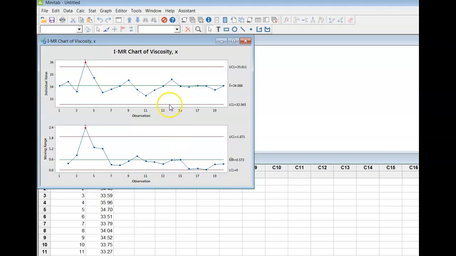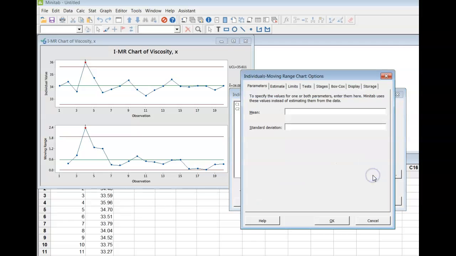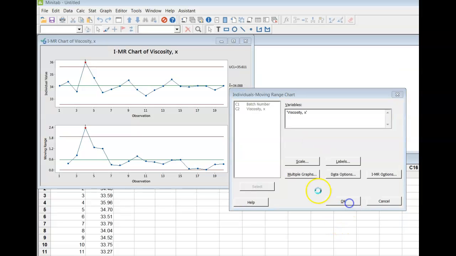Now, if we were going to go on and use these data for phase 2, which is our monitoring phase, we would want to take out batch number 4 from our calculations, assuming that there is an assignable cause for that. So if I go back in and edit my last dialog box, and I go to my IMR options, when it comes to estimate, I'm going to omit row number 4 from my calculations. And I say OK again and again.